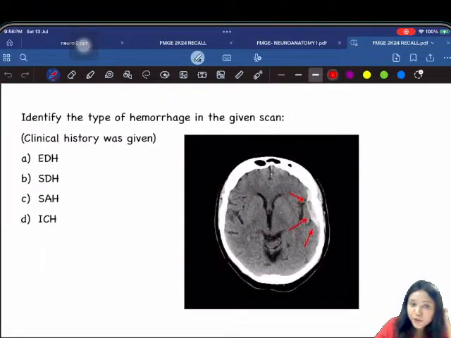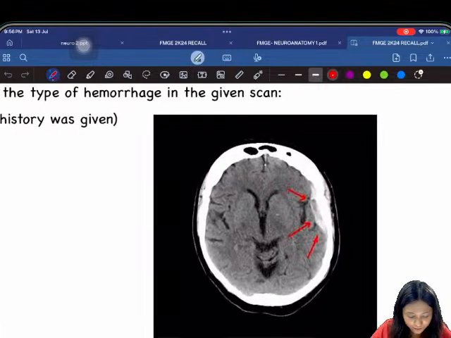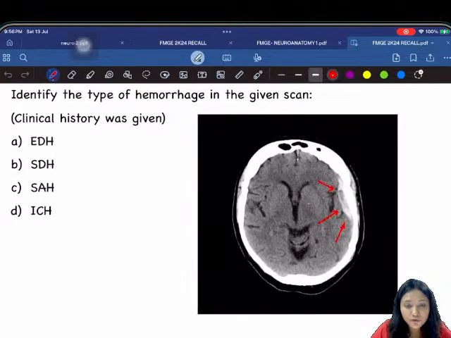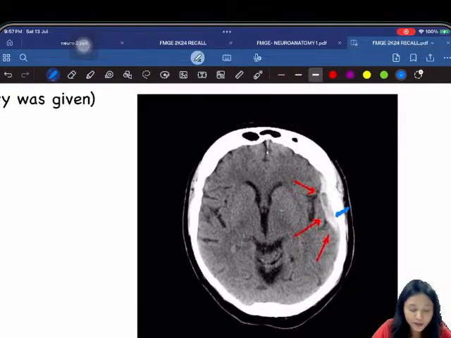Yeah. So this was the question asked in July 2024: identify the type of hemorrhage in the given scan, and there was a clinical history given. Okay, so what is this hemorrhage? Just now I have told about the epidural, or extradural, and the subdural. So you can see first of all there is no fracture here, we can't see any fracture, so that is an important point.